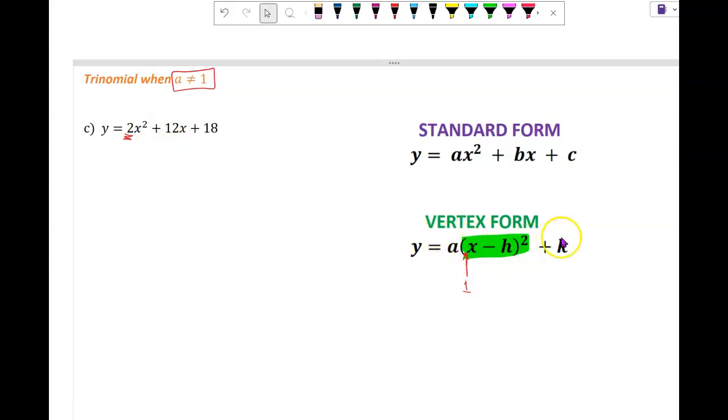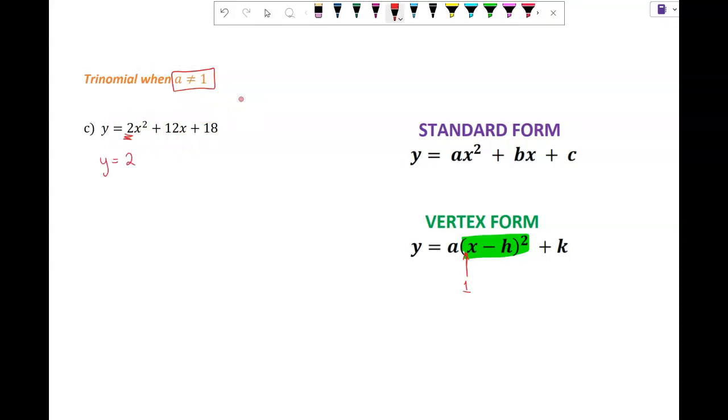So if we wanted to create this vertex form in the format that we like, where it's a bracket x minus h squared, see how this a value is separated from the x minus h. So therefore we must factor it out away from the bracketed x minus h squared. And so that's going to be our very first step when we deal with standard form equations where a is not equal to 1. We have to first factor out the a value.